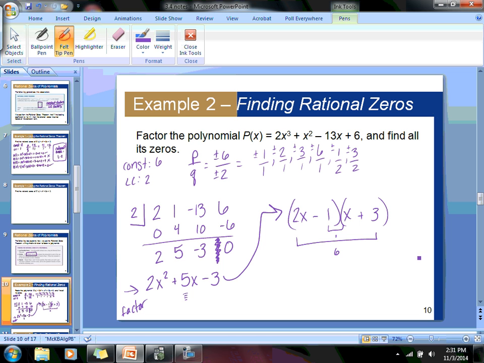Okay, so we were able to factor that with our guess and check method. Now, if I took 2x minus 1 times x plus 3 times x minus 2, this minus 2 is coming from here. That is the group of binomials that I would have to multiply together to get this original polynomial back. Okay? And if I wanted to find my zeros, I would set each of these equal to 0 and solve them.